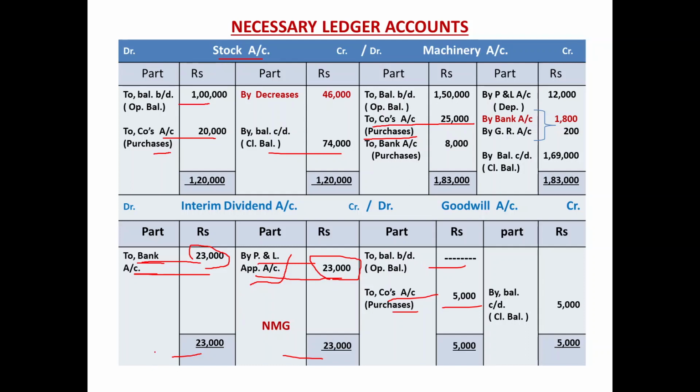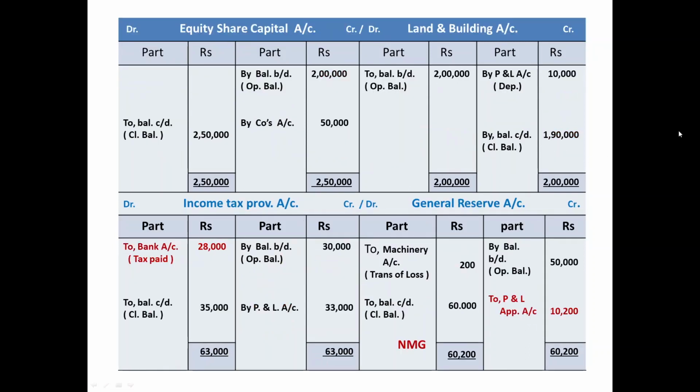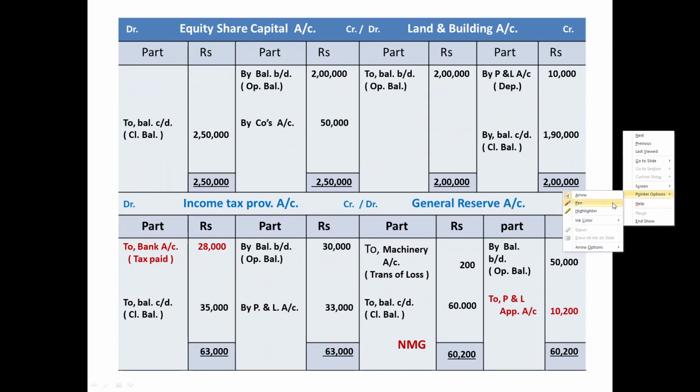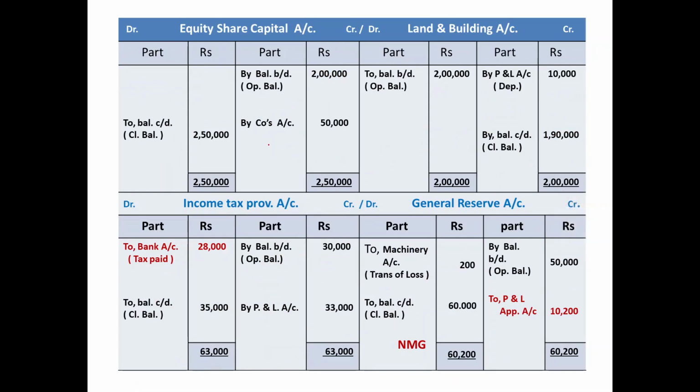Second journal entry that we passed. Company's account debited to equity share capital account credited 50,000. Have a look. This is the equity share capital account. Opening balance 2 lakhs, closing balance 2 lakh 50,000. Posting, company's account debited to equity share capital account credited 50,000. Account is over, 2 lakh 50,000, 2 lakh 50,000.